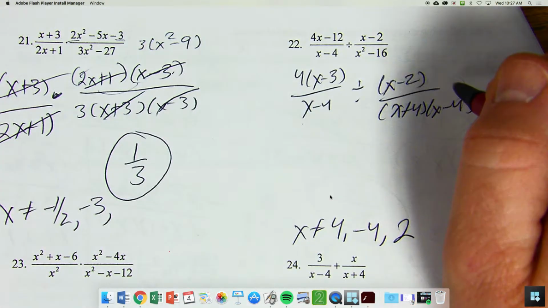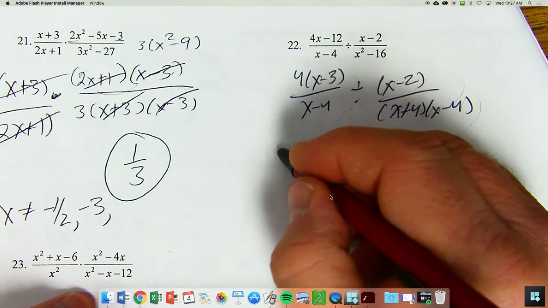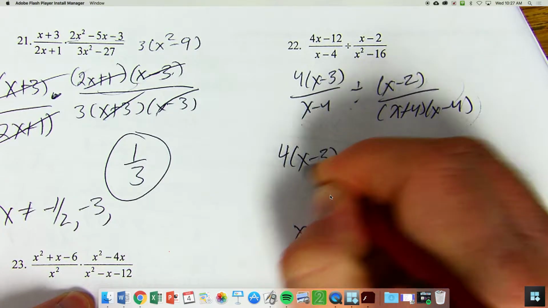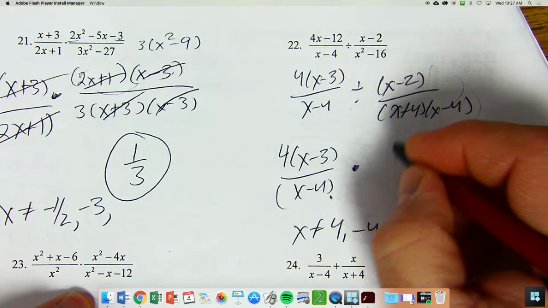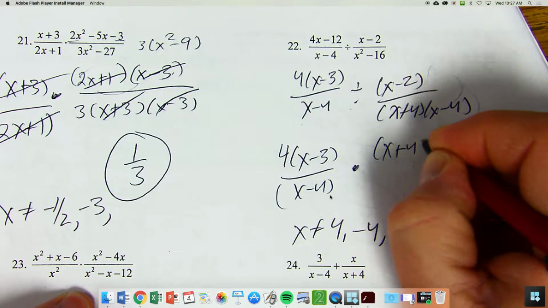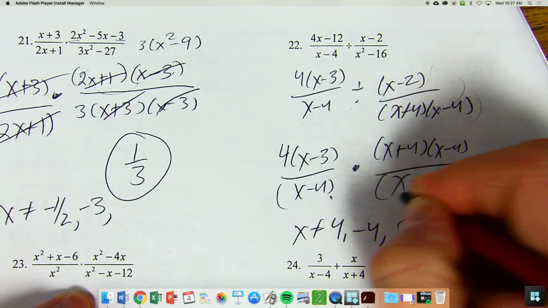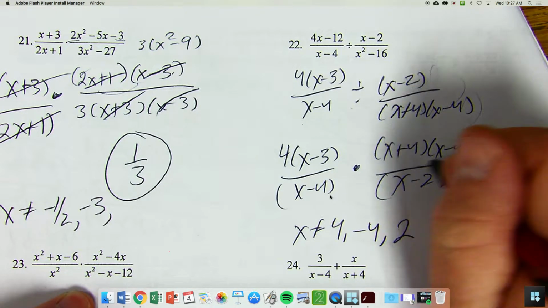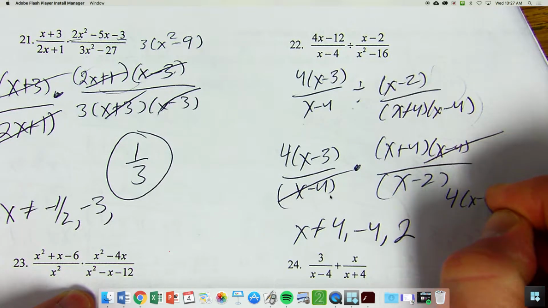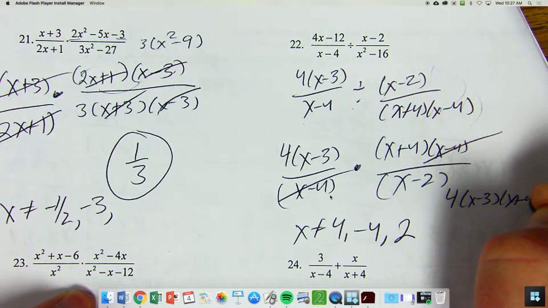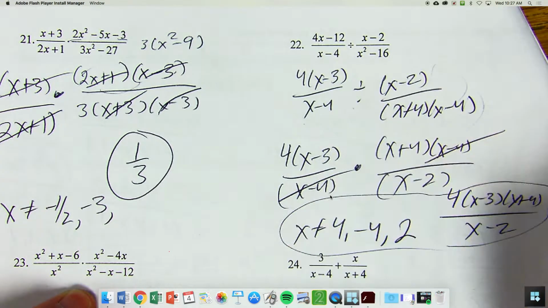Okay, you don't need common denominators when you're multiplying and dividing. So change the divide to a times. Flip the second. Say goodbye here. That's all we got. 4 times x minus 3 times x plus 4. You don't need to multiply it out. Just leave it done. You're done.